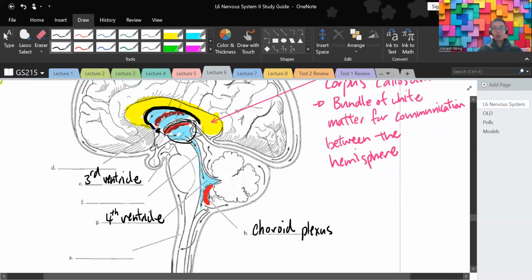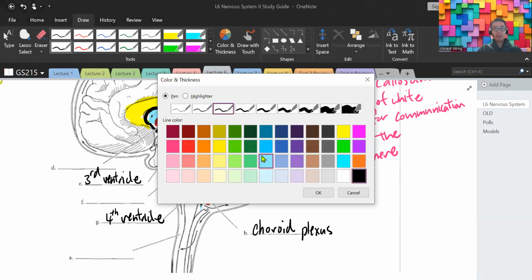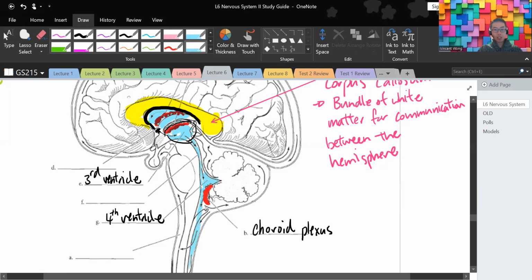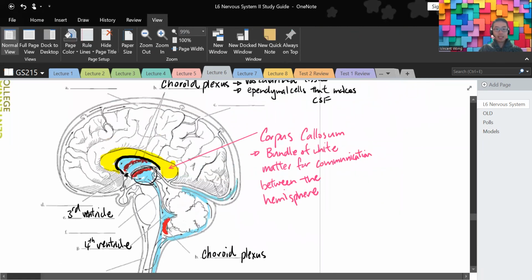And all these choroid plexus contain the ependymal cells, which are responsible for making the CSF, the cerebral spinal fluid, which would then fill up all the space in the brain and around the brain as well. Remember, surrounding the entire brain is your meninges, and there is the arachnoid layer, which will be filled up with cerebral spinal fluid. Any questions so far?